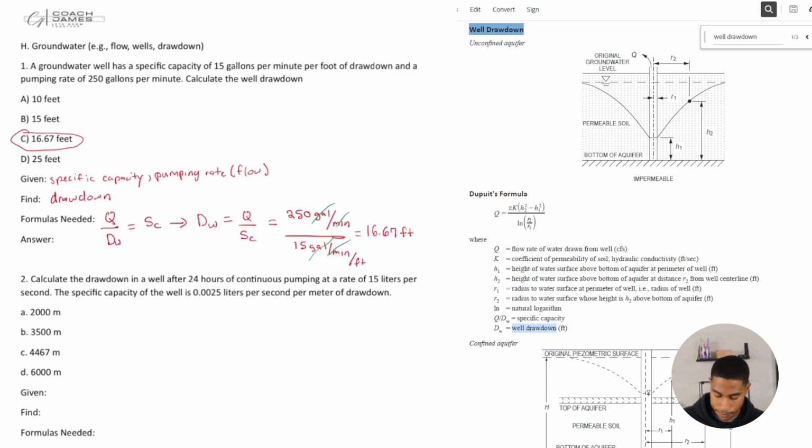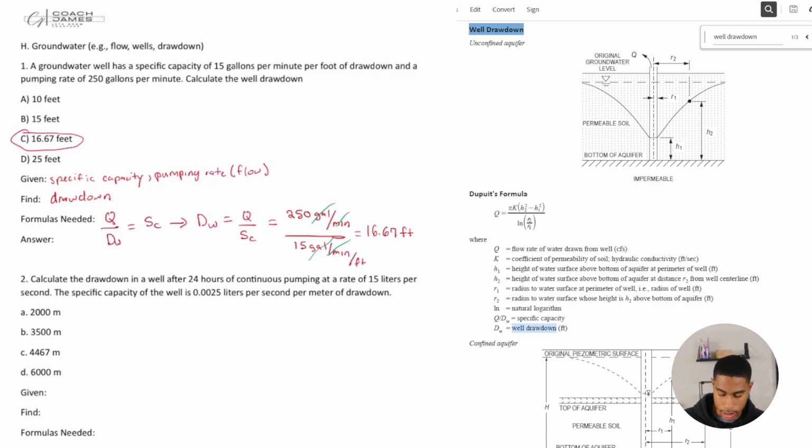All right, let's look at number two. Number two says, calculate the drawdown in a well after 24 hours of continuous pumping at a rate of 15 liters per second. The specific capacity of the well is 0.0025 liters per second per meter of drawdown. Okay. So looks pretty similar. All right.